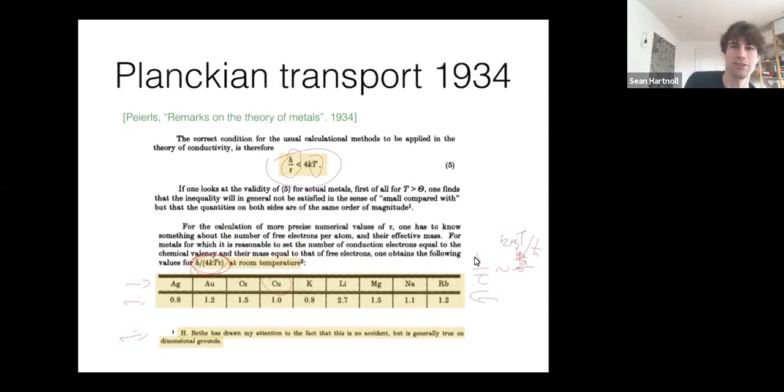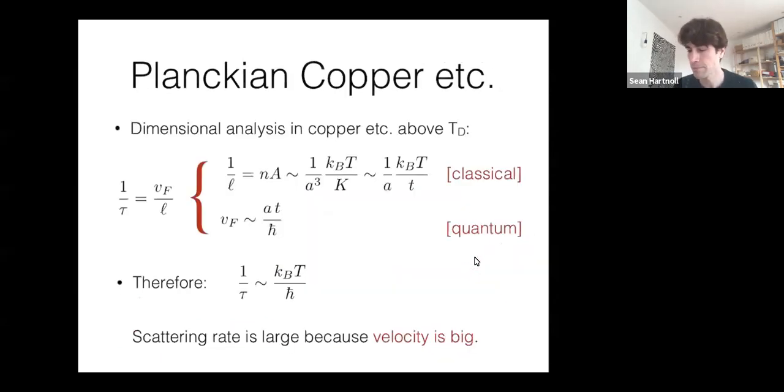So let's do the dimensional analysis. It goes like this. This will come back to our previous point that these are very good metals, but they still have very short lifetimes. The lifetime is related to the mean free path by the velocity: the mean free path is the velocity times the lifetime. So let's think about these two things separately. The mean free path, what's the mean free path?